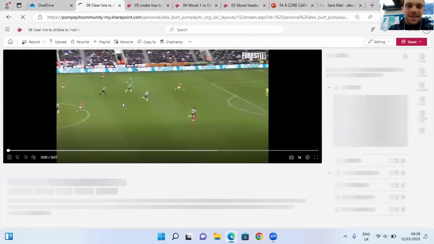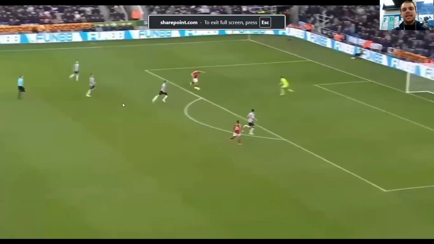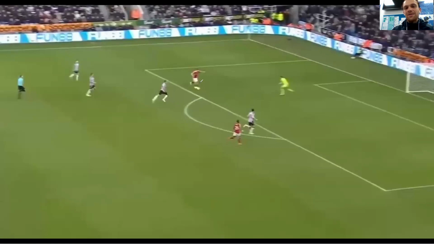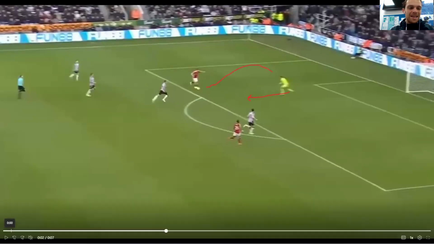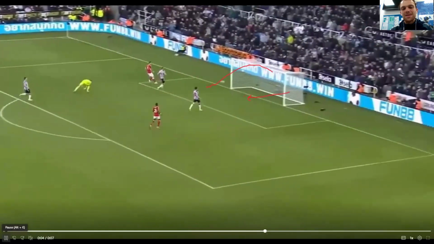Here we've got Wood coming in. Chance of scoring here is high, but we can see that he recognized the goalkeeper's coming out. And if he looks to shoot here, chance of scoring is 50%. Now, because the goalkeeper is rushing out, he's got an opportunity to actually dribble past him. And by dribbling past him, it then leads to obviously a much higher chance of scoring.